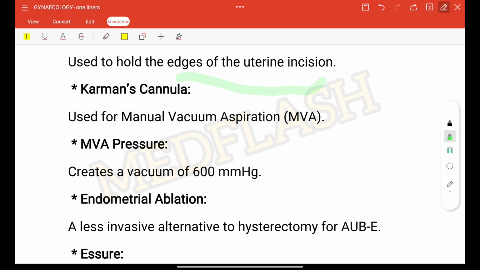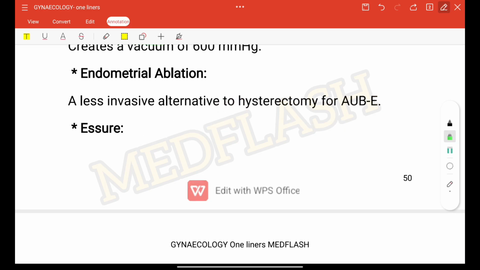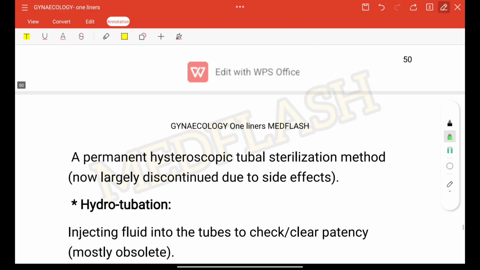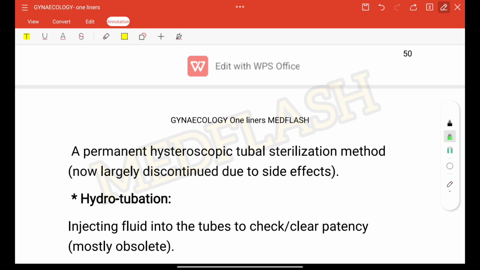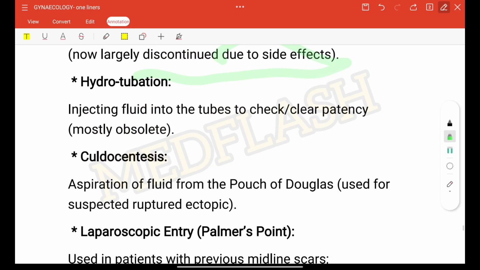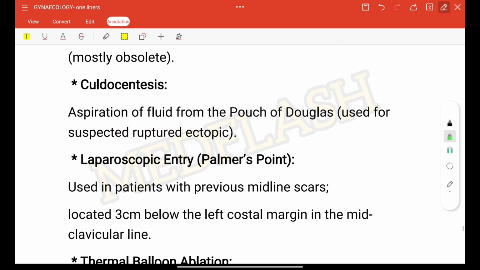Manual vacuum aspiration pressure creates a vacuum of 600 mm mercury. Endometrial ablation, a less invasive alternative to hysterectomy for AUB-E. Essure, a permanent hysteroscopic tubal sterilization method, now largely discontinued due to side effects. Hydrotubation, injecting fluid into the tubes to check or clear patency. Culdocentesis, aspiration of fluid from the pouch of Douglas, which is used for suspected ruptured ectopic.